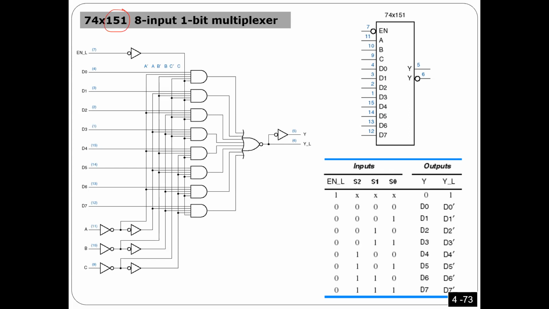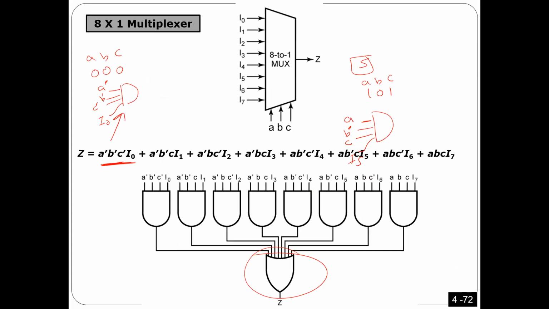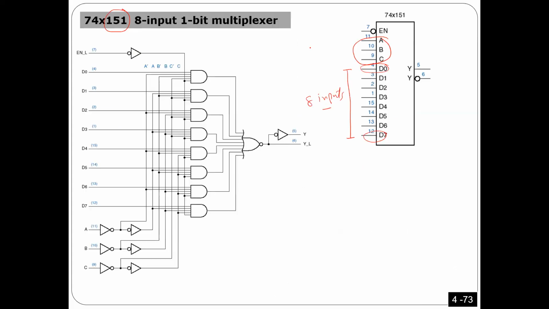Here, as you see, pin number 4 until pin number 12, these are 8 inputs. And then here you have A, B, C, which are the 3 selectors. It's the same thing as this one here: I have 3 selectors, 8 inputs, and only 1 output. Yes, that's exactly the same thing.